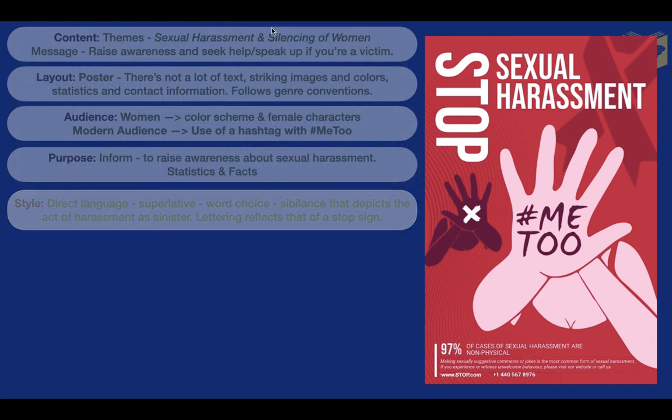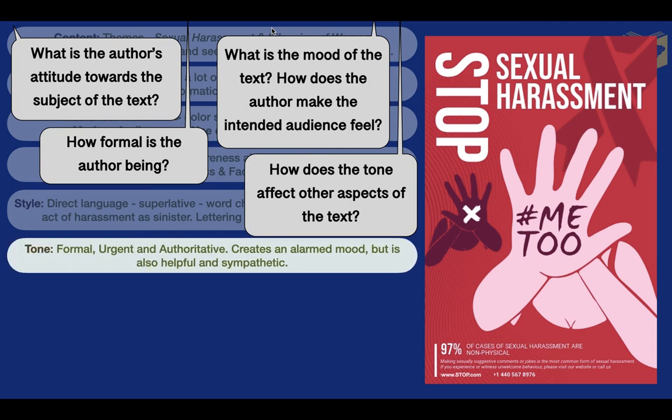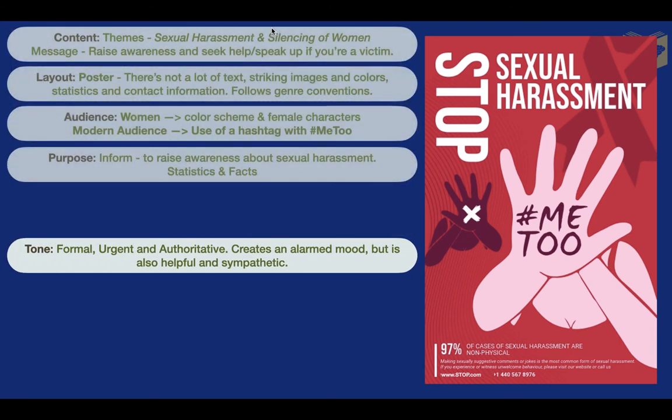What is the author's attitude toward the subject? And what is the mood created? How formal is the text? Well, it's urgent or authoritative. This is created through the title, which reminds readers of a stop sign signifying authority. The mood is alarmed, as readers who empathise with the characters may feel distressed. The text at the bottom is sympathetic and helpful, and offers help to those who need it. Now I have my full Clapstone analysis.